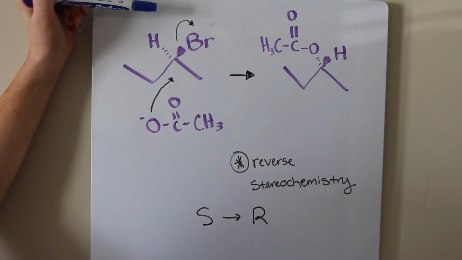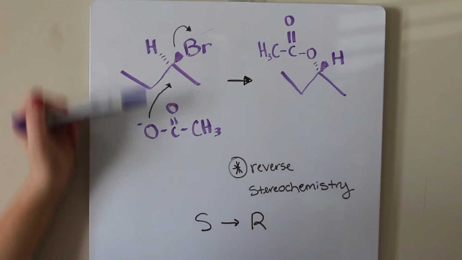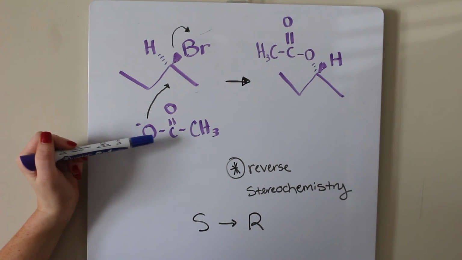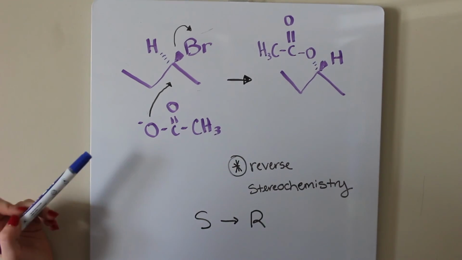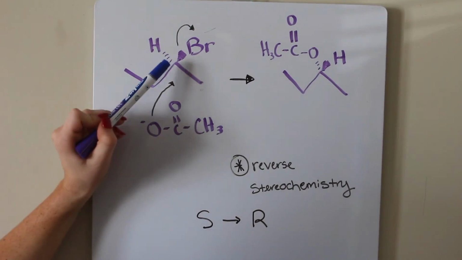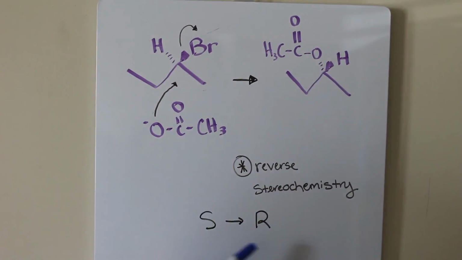In this SN2 reaction, this is our leaving group, this is our nucleophile, and this is our final product. Notice that we reverse the stereochemistry at the chiral carbon here and here from S to R.